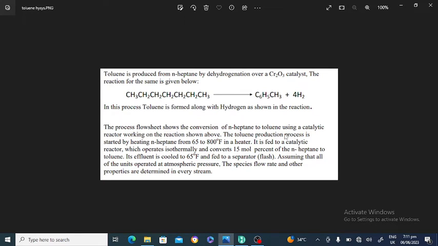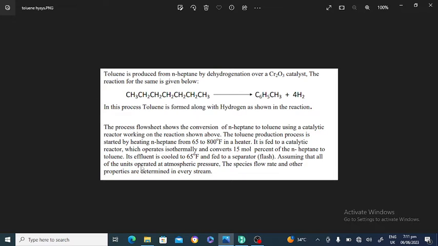The toluene production process starts by heating n-heptane. First of all, we will heat the n-heptane from 65 degrees Fahrenheit to 800 degrees Fahrenheit in a heater. Then it will feed to a catalytic reactor which operates isothermally, and 15% conversion of n-heptane will take place in the conversion reactor. The effluent from the reactor will then cool to 65 degrees Fahrenheit, and after cooling it will feed to a separator. The separator is nothing but a flash column.